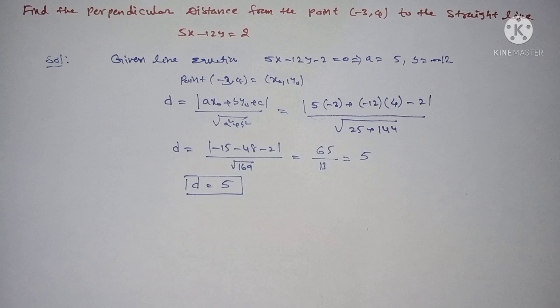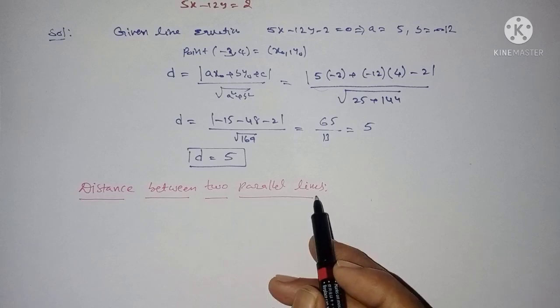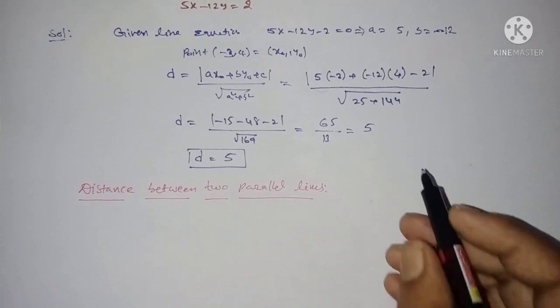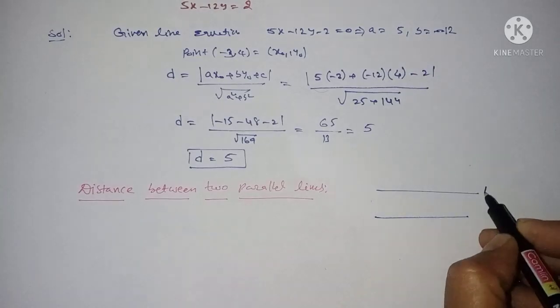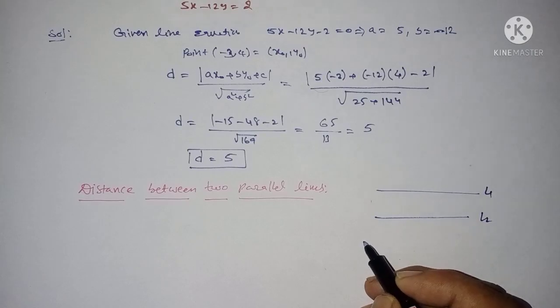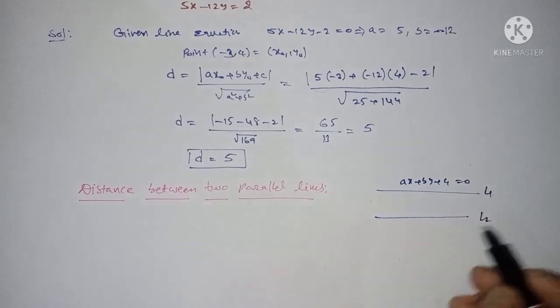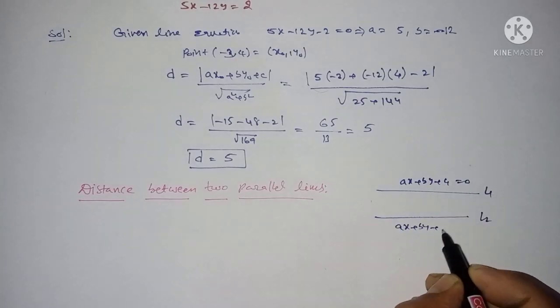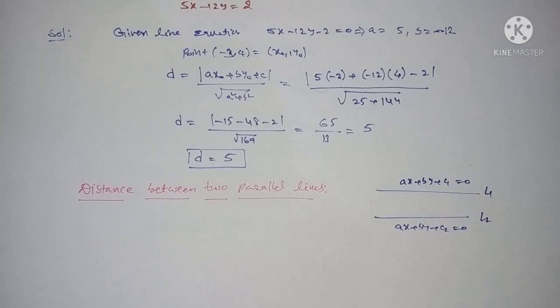You can find it this way. Next is the distance between two parallel lines. How can you find this? Parallel lines mean you can take two lines, L1 and L2. When we say parallel lines, these are AX plus BY plus C1 is equal to 0 and AX plus BY plus C2 is equal to 0. Only the constant is changed; such two lines are called parallel lines. What is the distance between them? You can observe here. You have the formula or theorem for this also.